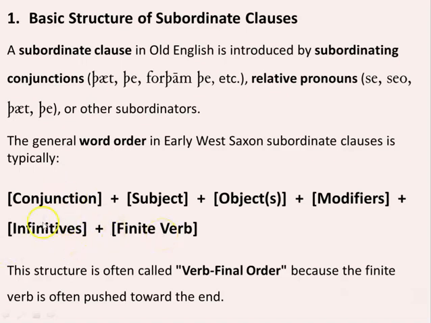So the infinitive, that's the verb in its infinitive form, if there, a second verb and so on. The first verb, the finite or conjugated verb, goes to the very end. So this structure is often called verb-final order, because the finite verb is pushed toward the end.